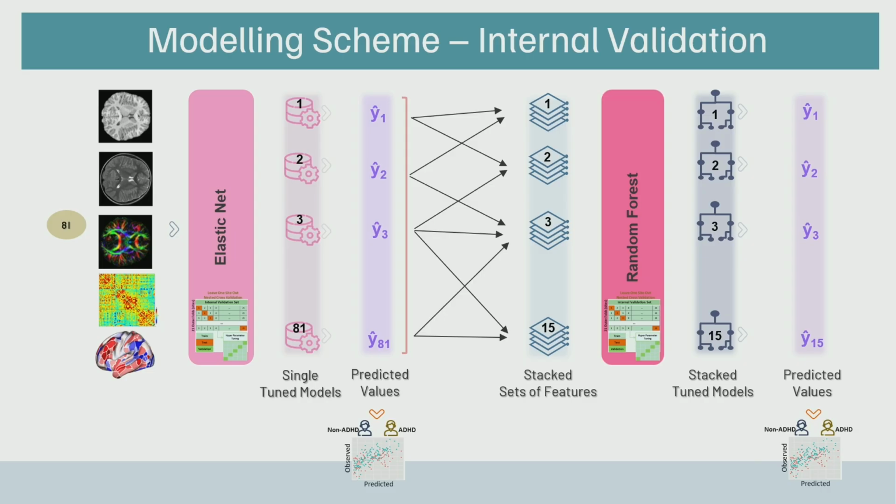So when it comes to modeling, we used a leave one site out cross-validation, and we trained 81 elastic net models, one for each of those 81 sets of features in internal validation. Then we got the predicted values of these single models, and stacked them into different combinations. For example, stacking all of them together, stacking only tasks, stacking only functional connectivities, and so on. And then we used these stacked sets of features to train random forest models, and got the predicted values from our stacked models.